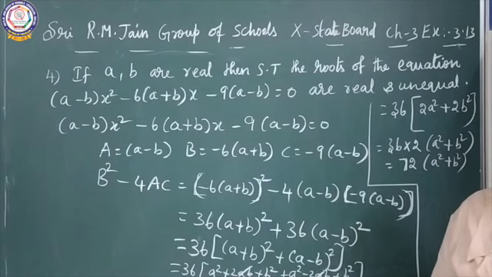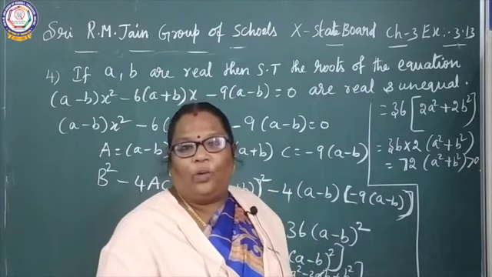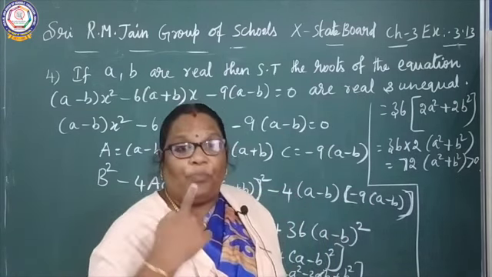72 is a positive value, so it is greater than 0. So the given equation has real and unequal roots, because 72 is a positive value. So it is greater than 0. It has real and unequal roots.